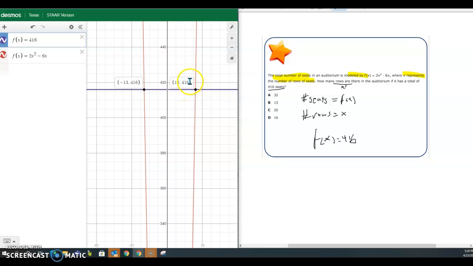Now, guys, according to this graph that I made, the number of rows was x. So the number on the left is x, and the number on the right is the number of seats. So this point over here on the left tells me that I have negative 13 rows. Well, that actually doesn't make sense. You can't have a negative amount of rows, right? Rows are like where the people are sitting, and that doesn't make sense. So you can't have a negative. So that must mean it has to be this positive 16, or answer choice D.